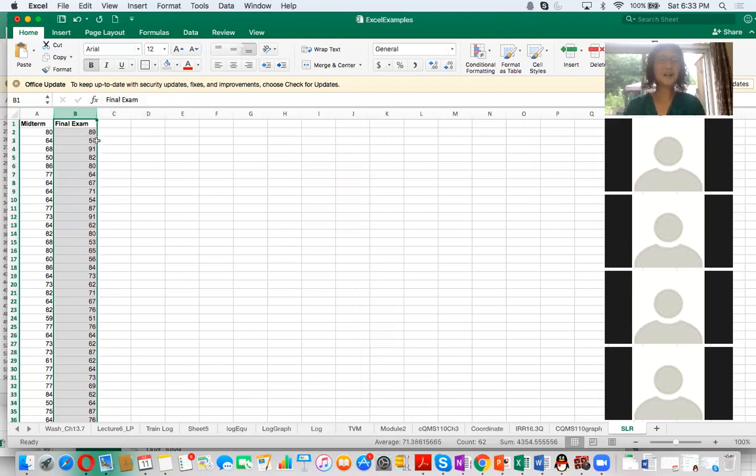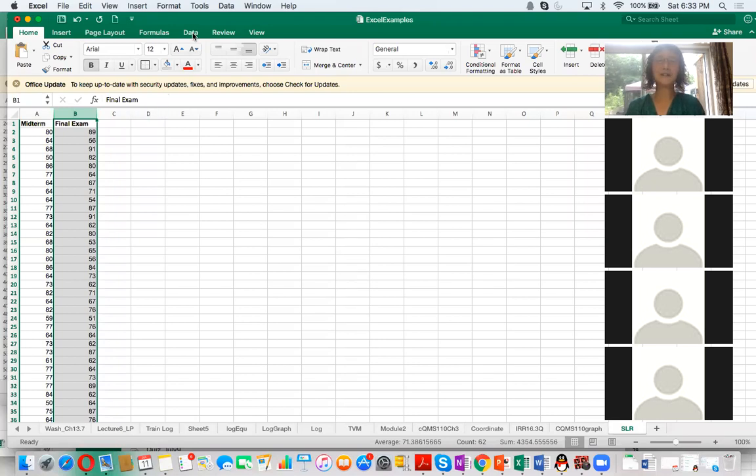So what I'm going to do with this data, I will ask some questions, and then I will do data analysis. After that, based on the data analysis result, I will answer the questions I asked. So the question I will ask is, is there a linear relationship between final exam and the midterm? Okay, so that is the question I am asking.